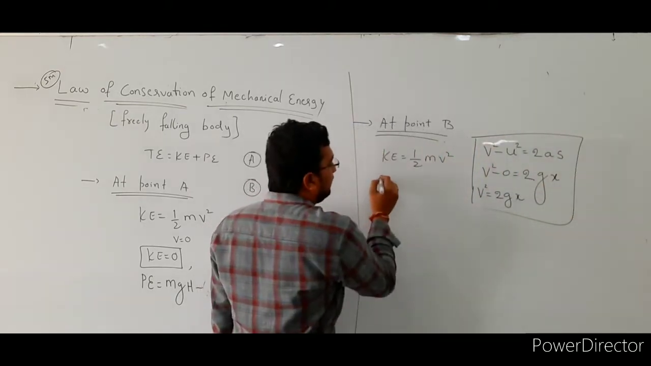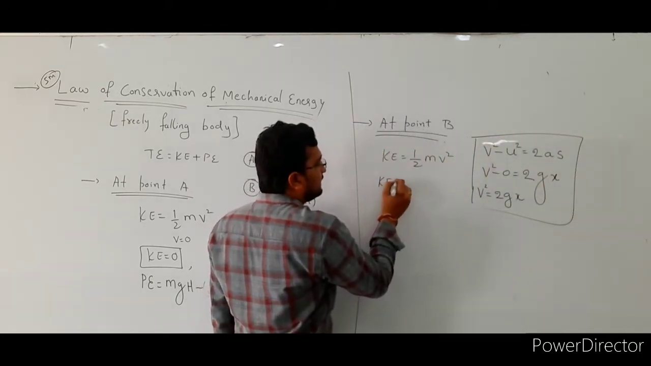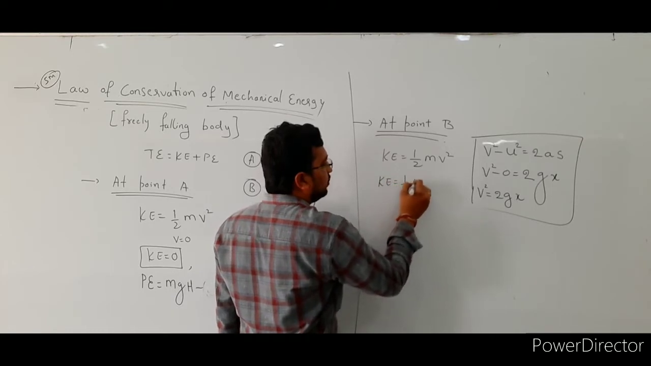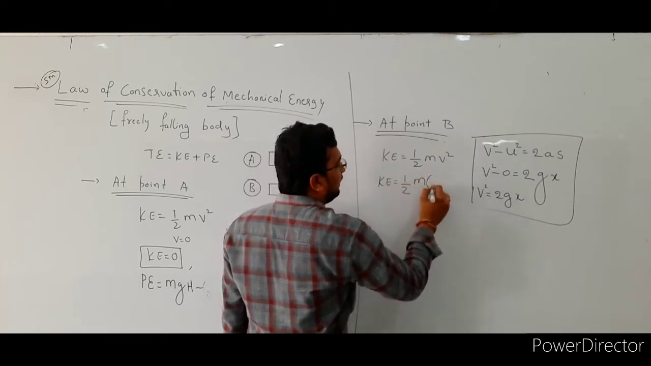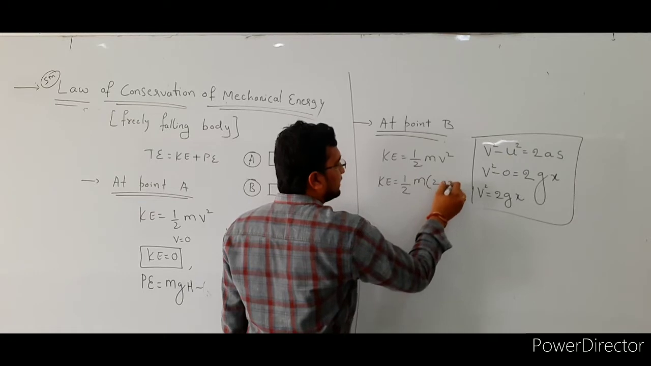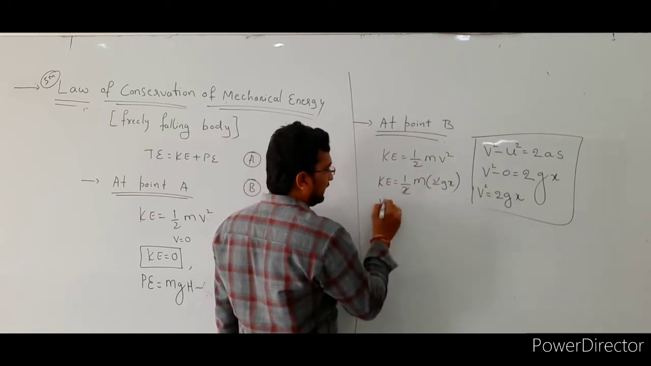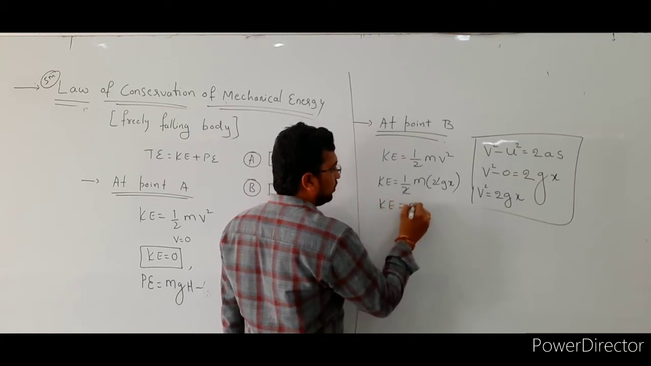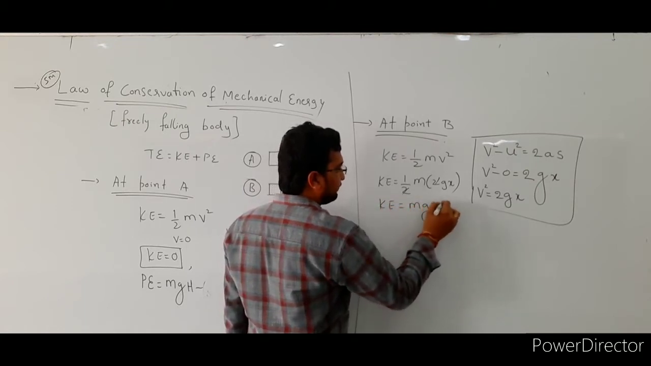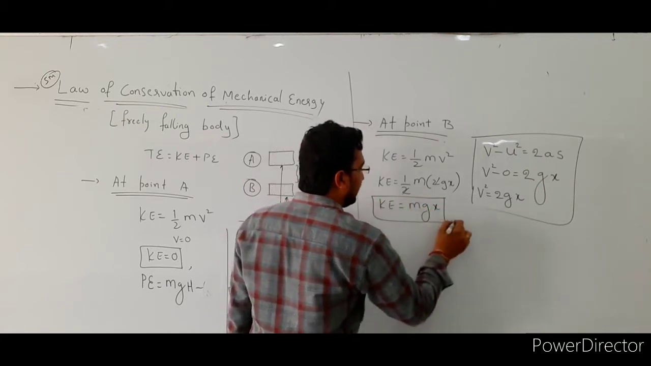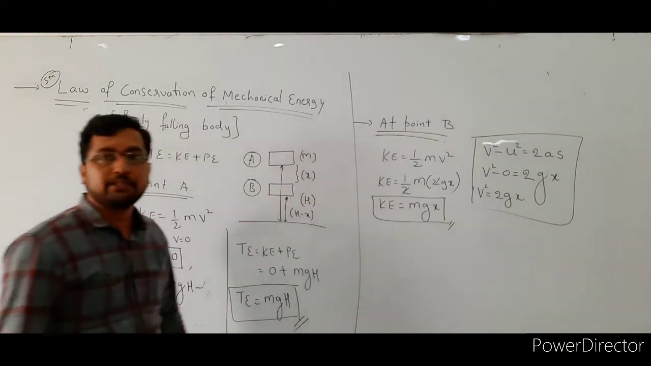Substitute here. Kinetic energy is equal to 1 by 2 mass into v square, that is 2gx. Here the 2 gets cancelled. Then the kinetic energy at point B is mgx.